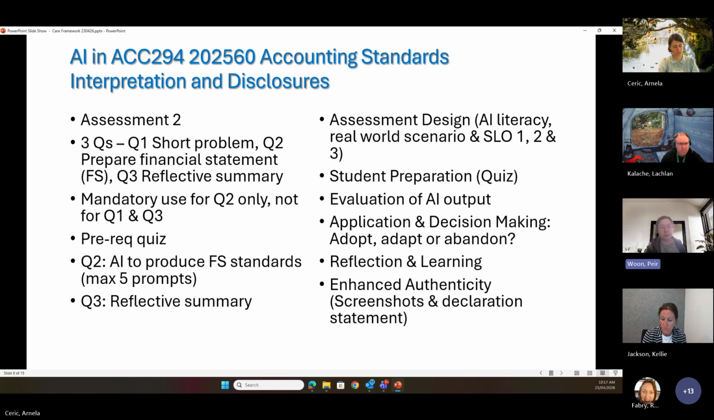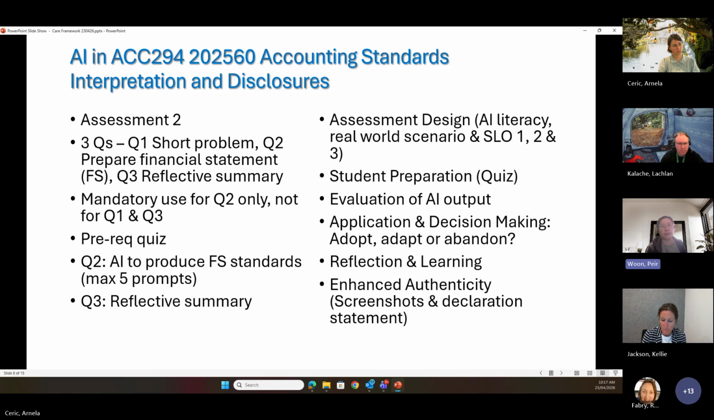There are three questions. The first question requires them to apply their knowledge from another two accounting standards to solve an accounting problem, which is only about 100 to 200 words. Question 2 is to prepare, I wouldn't say a full set, but the balance sheet and P&L of the scenario given. That is where they would get AI to prepare the reports.